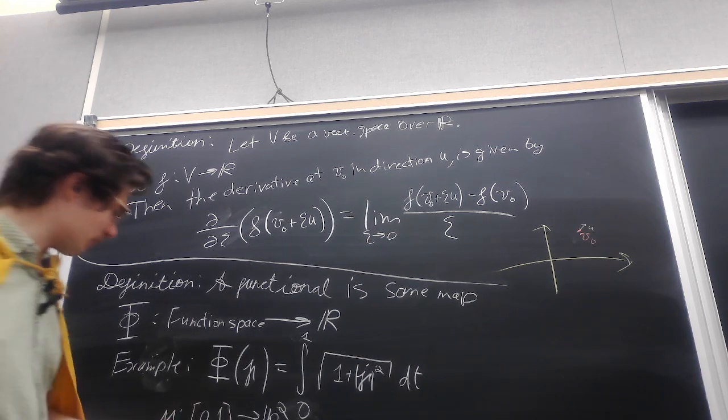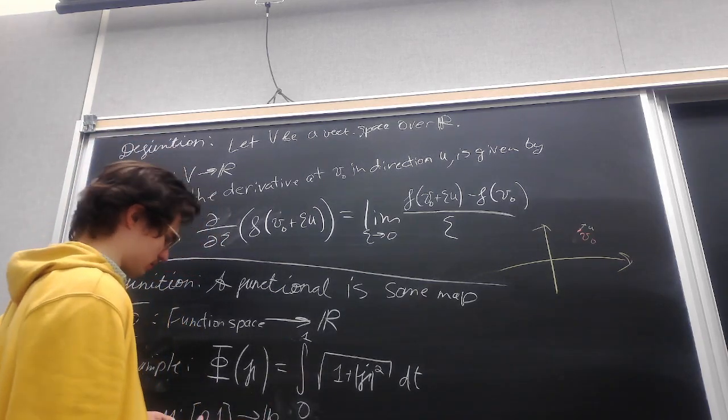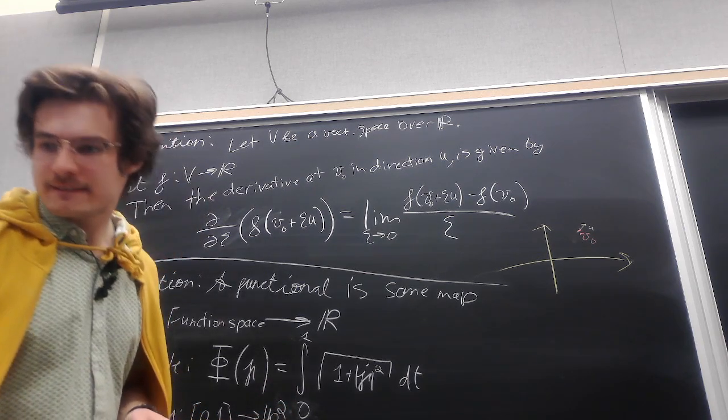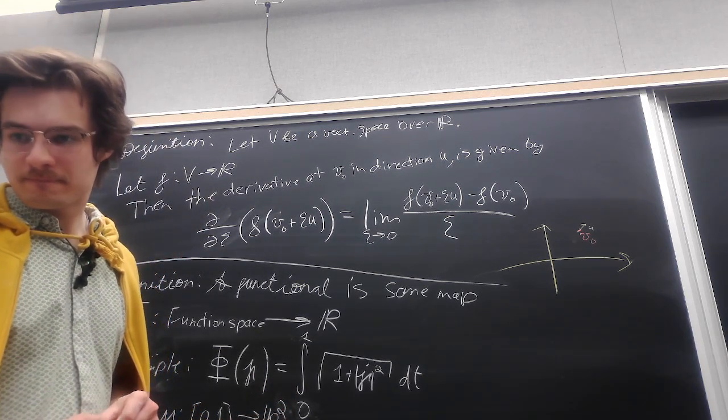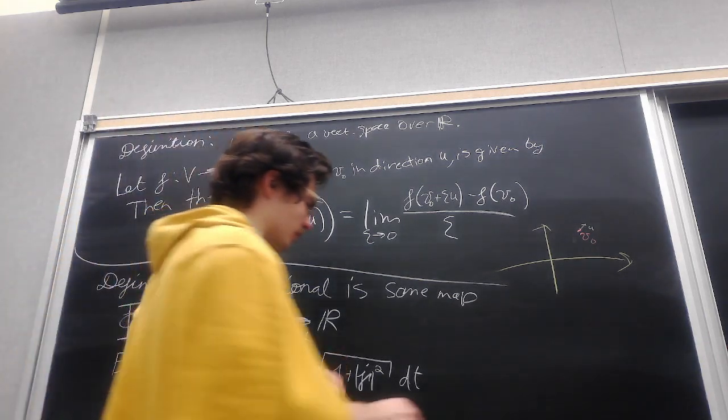Or actually, no. Gamma is a function from [0, 1] into R². Yeah, I think that's fine. Good. So, I think this formula is correct.